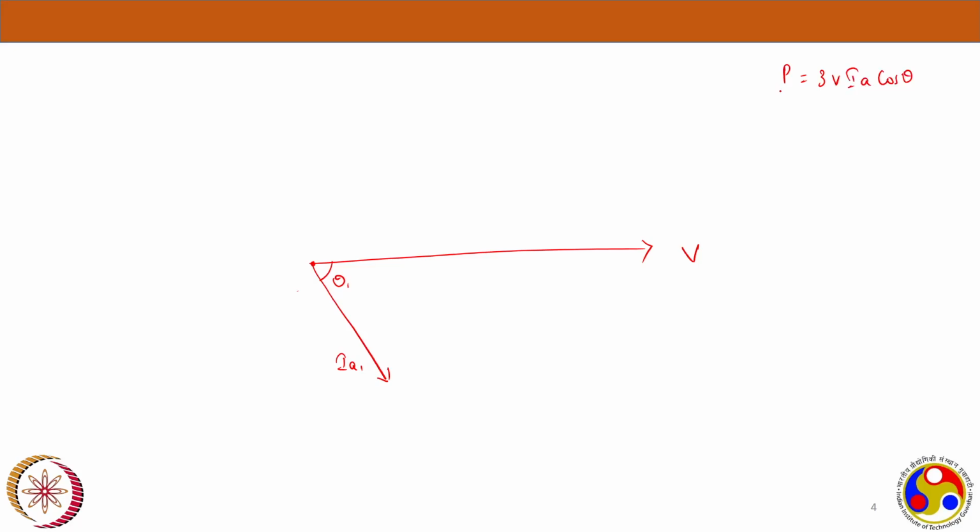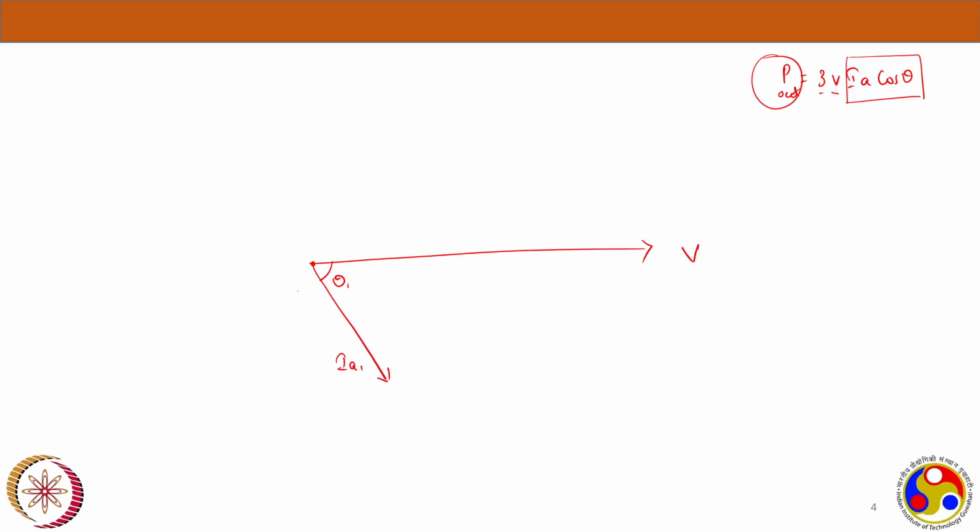P out, but this is constant. So 3 is constant, V is constant, so this product IA cos theta must be constant. IA cos theta has to remain constant in order to maintain a constant output power. So therefore, my output power is constant. No matter how you play with the field current, IA cos theta has to remain constant.